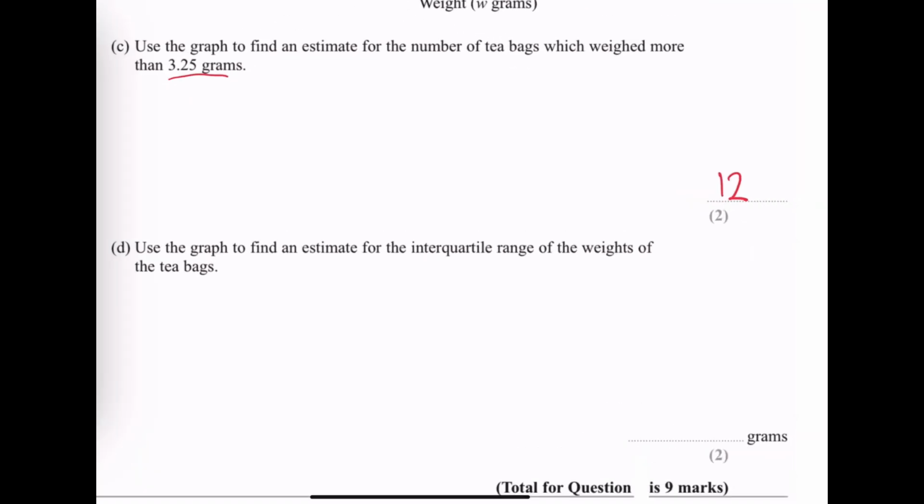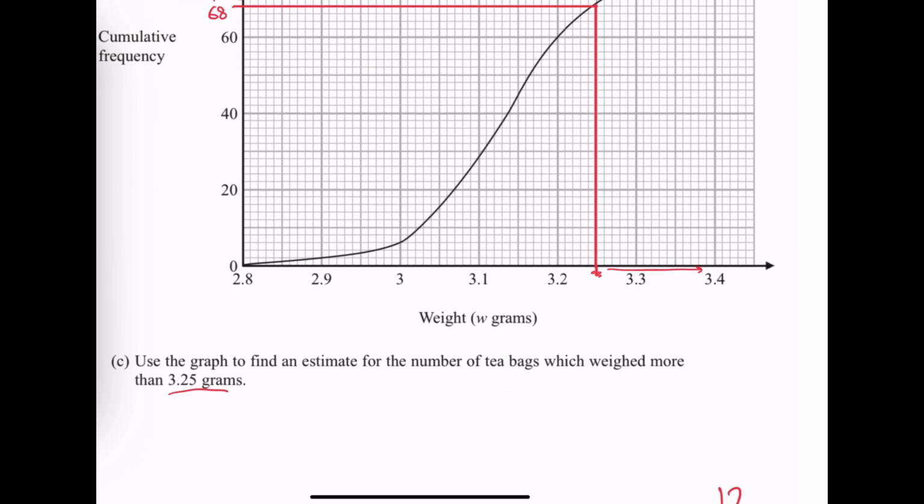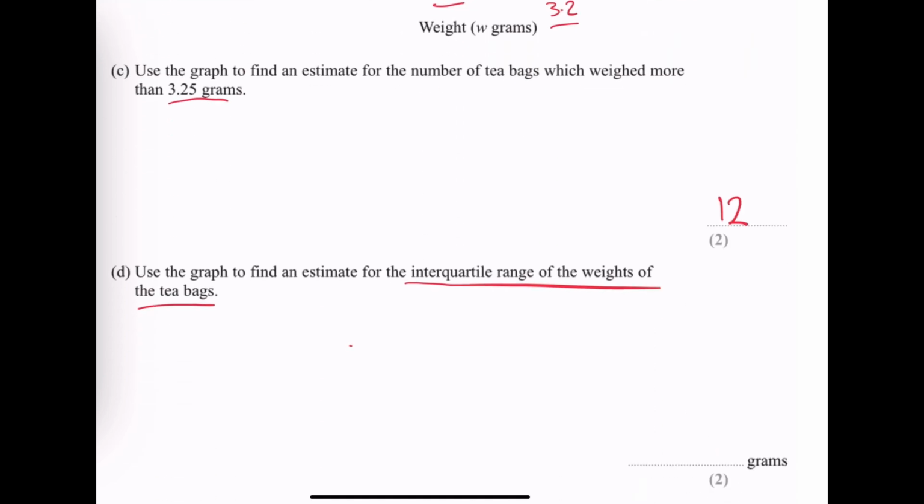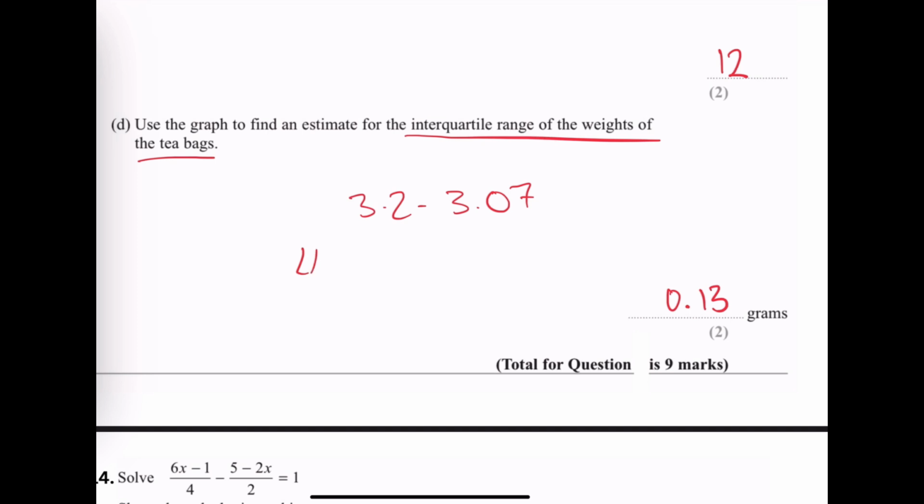Use the graph to find an estimate of the interquartile range of the weight of the tea bags. What you do for interquartile range, I'm just going to move this so that we make it more clear, is that you take the 75% of cumulative frequency and the 25%, and you see what's in the middle. So from 80, 75% is 60 and 25% is 20. If you just read from the graph, here it's 3.2. Go to 20, and you stop when you reach that curve. See over here, this is around 3.07, and this is 3.2. Then you just minus these two together. So you do 3.2 minus 3.07, and this will be 0.13. So interquartile range is just the upper quartile minus the lower quartile.